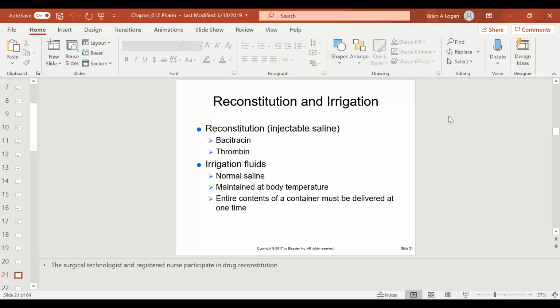Irrigation, saline. We can also irrigate with water, just regular water. We'll talk more about that, the hypotonic, isotonic, and hypertonic solutions. But we need to maintain those and keep them in a fluid warmer so they're the same temperature as the body. And then, like I said before, the entirety of that container, the bottle of saline, should be poured up to the field in that one time.